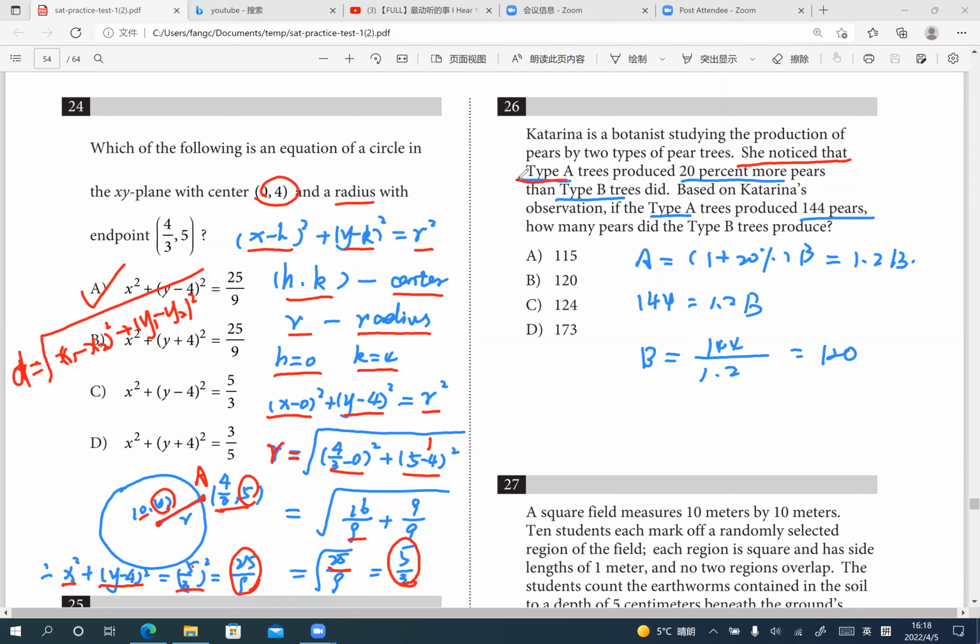From the second sentence, she noticed that type A trees produced 20% more pears than type B trees did. So we can find the relationship between type A and type B. Type A is 1 plus 20% of type B. So 1 plus 20% is 1.2. So the relationship is A equals 1.2B. In our question, type A trees produced 144 pears. So A equals 144, and 144 equals 1.2B. So B equals 144 divided by 1.2, which is 120. So we should choose option B.